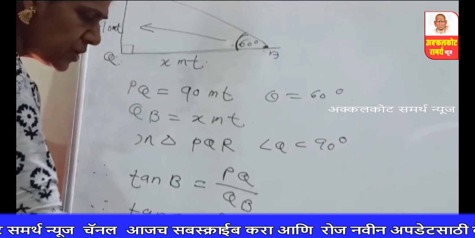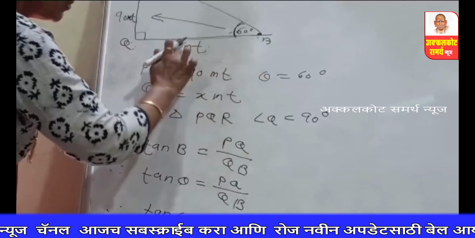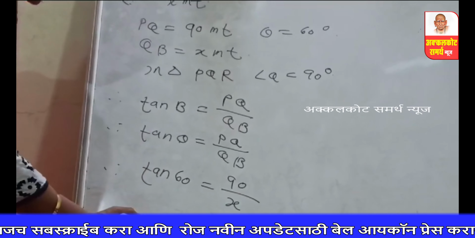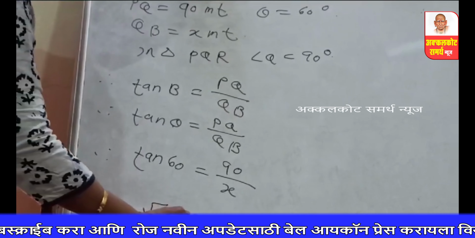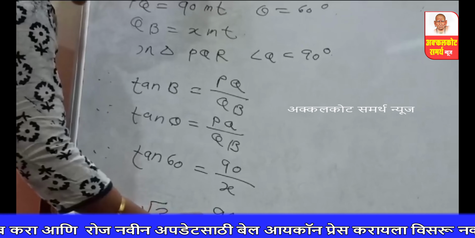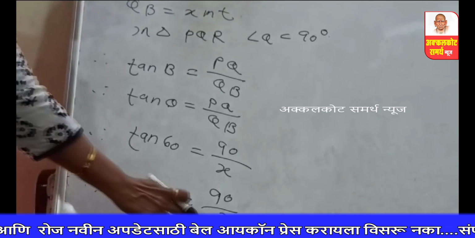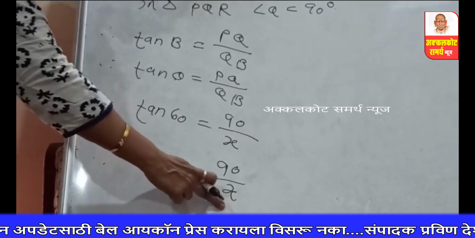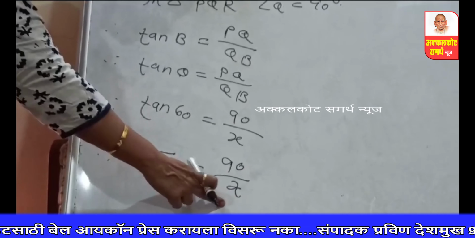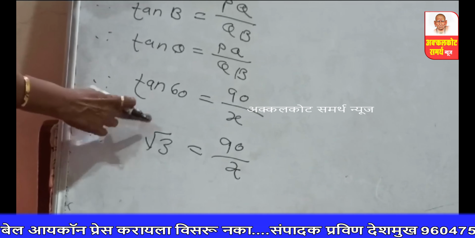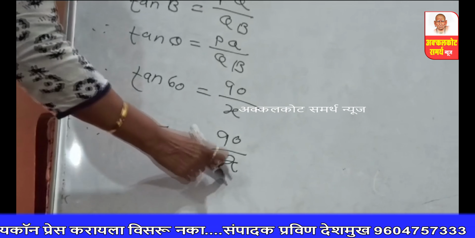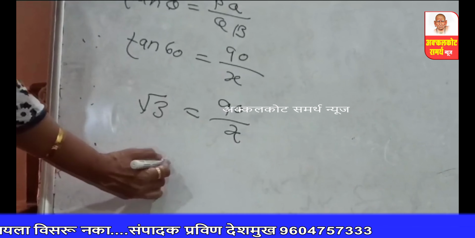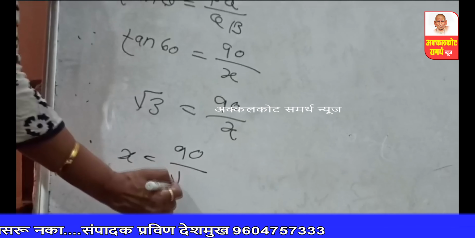PQ is given, 90. QB we don't know. We have to find x. What is the value of tan 60? So it is root 3. Right? So root 3 equals 90 over x. Then we want x. Take x this side. Root 3 will go that side because it is divided. See here, when you are shifting, it will become multiple, and this will act as a divisor here. So x equals 90 over root 3.